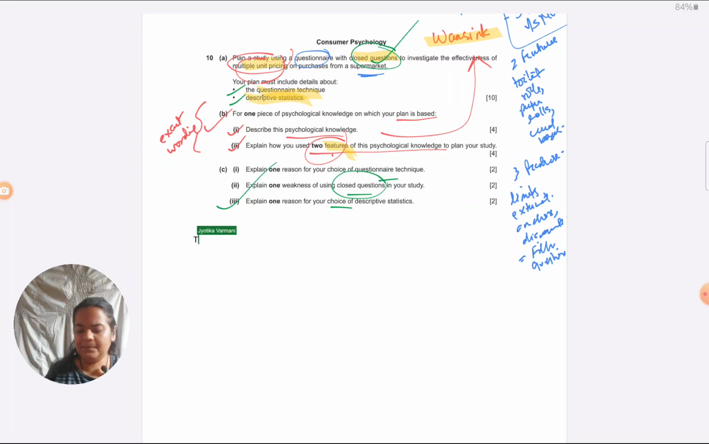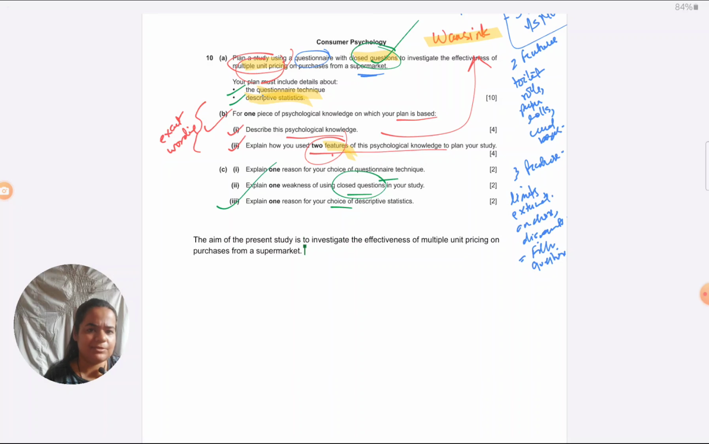That all is fine. So, the aim of the present study is to investigate the effectiveness of multiple unit pricing on purchases from a supermarket. So, the aim is always directly derived from the question itself.